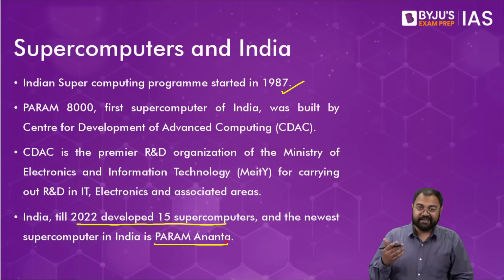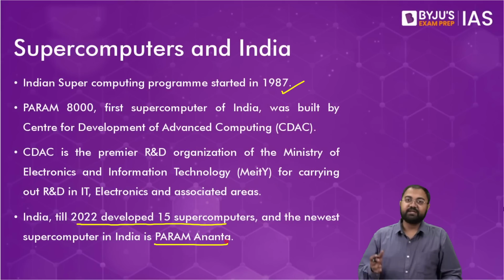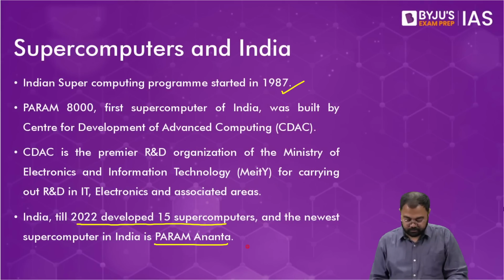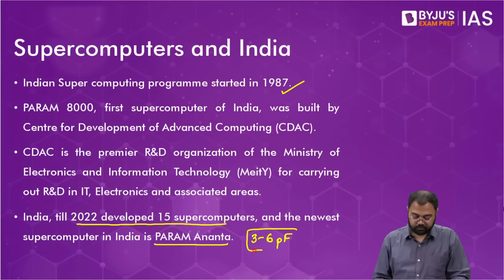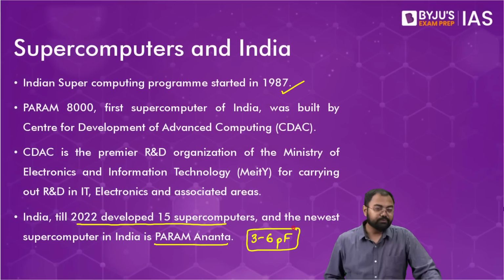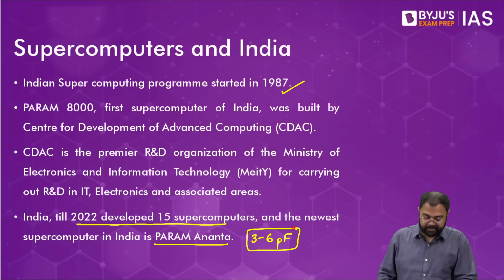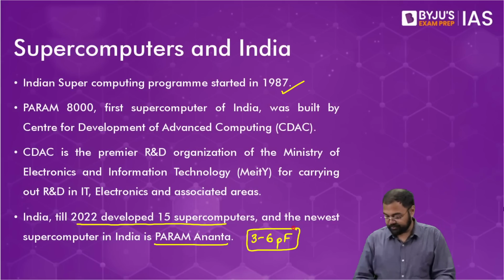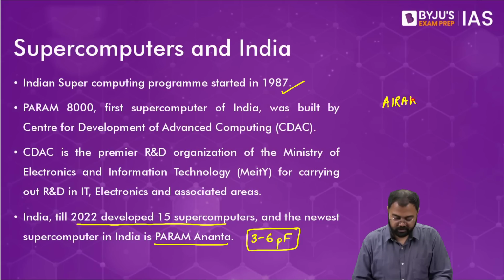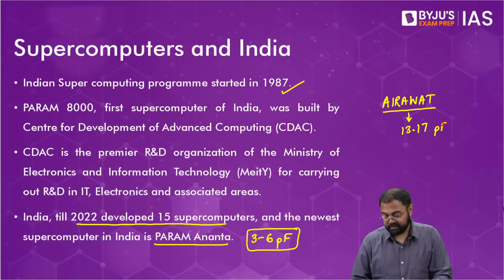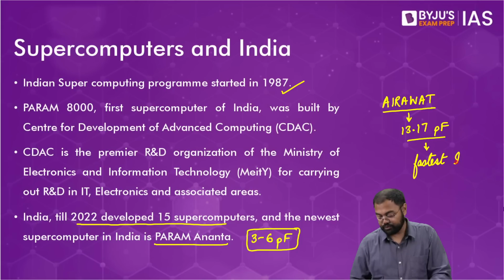Now, when it comes to the Indian supercomputers and their speeds, we have seen that usually their speeds are in the range of 3 to 6 petaflops, in most of the cases. But then we have seen that there is a new supercomputer, Param Aravat, and this Aravat has a speed of 13.17 petaflops. So this is the fastest Indian supercomputer.